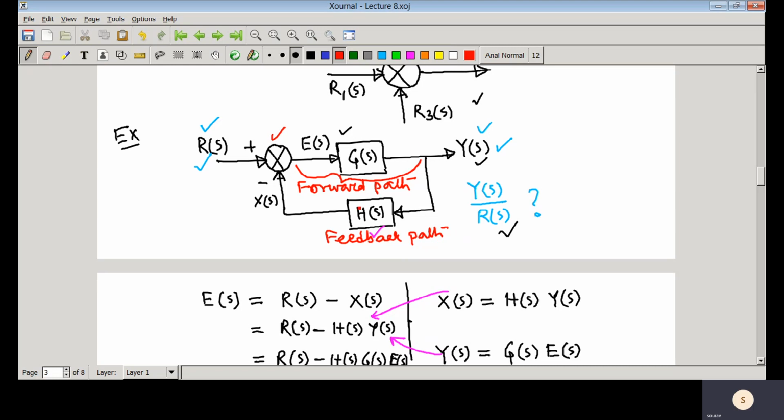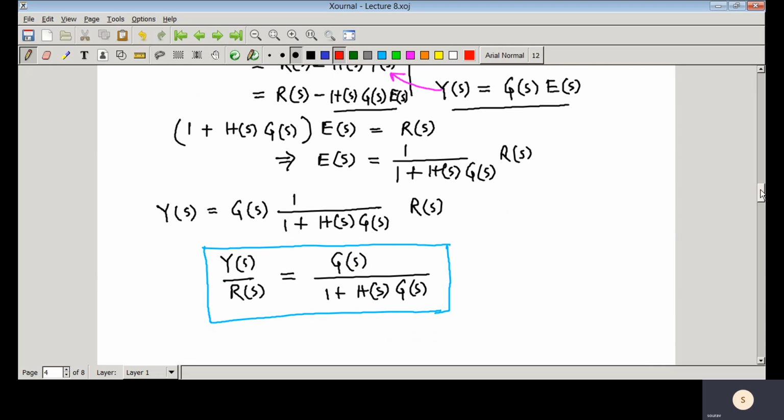So now if you have a closed loop block diagram, a closed loop control system like this, whose forward path transfer function is G(s) and feedback path transfer function is H(s), then what is the transfer function from reference input to output? We have derived it here, and you can see that G(s) divided by 1 plus H(s) G(s). So that means the forward path transfer function divided by 1 plus H(s) into G(s). So H(s) is the feedback path transfer function into the forward path transfer function.